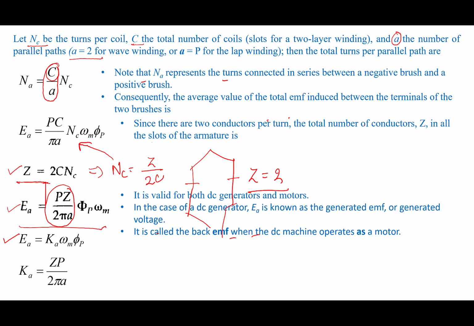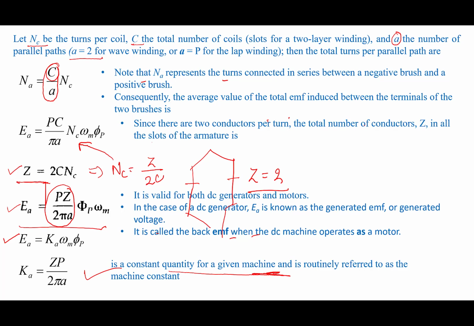K is a constant for a given machine. For a particular machine, like the machine you are seeing in the lab, it is constant, right?